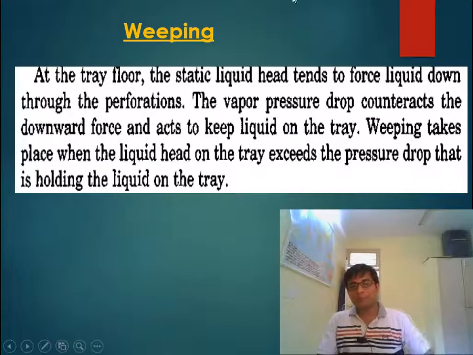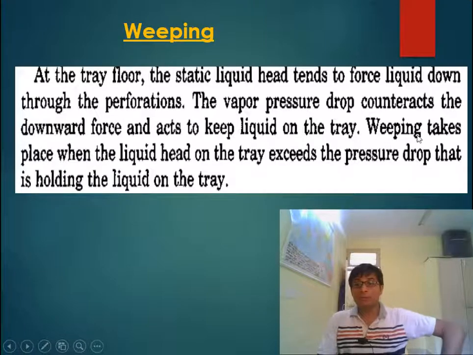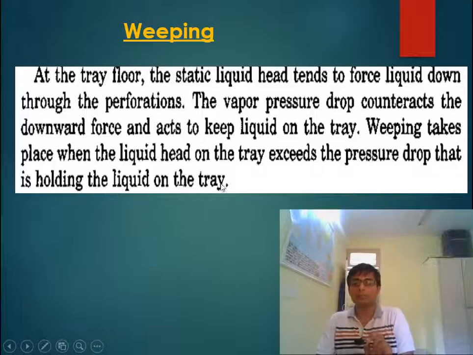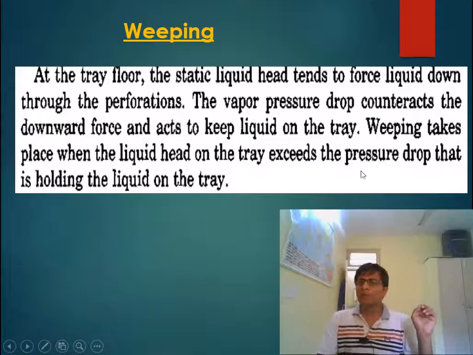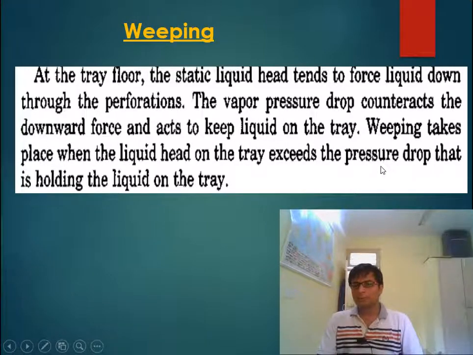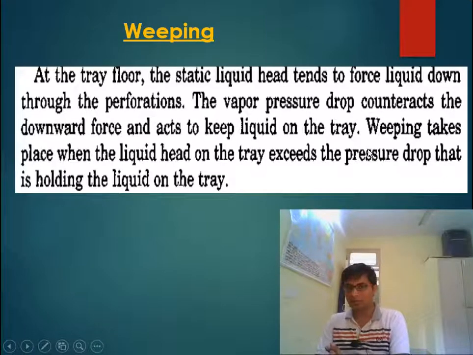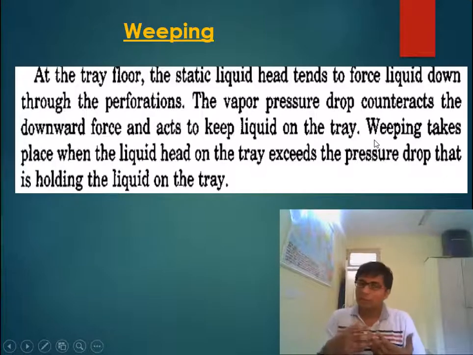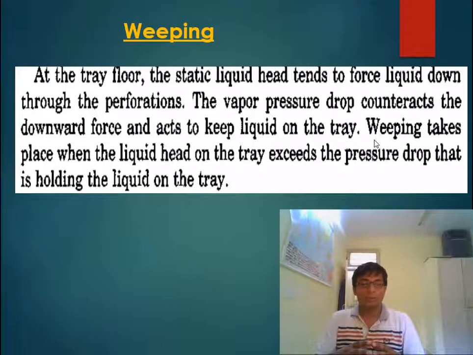So, for example, in the Henry Kister distillation design book, it is written that weeping takes place when the liquid head on the tray exceeds the pressure drop that is holding the liquid on the tray. Now, if here the pressure drop is the total tray pressure drop, then total tray pressure drop will always be higher than the liquid head. So this pressure drop can't be the total tray pressure drop. And this I also confirmed by an email with Henry Kister.